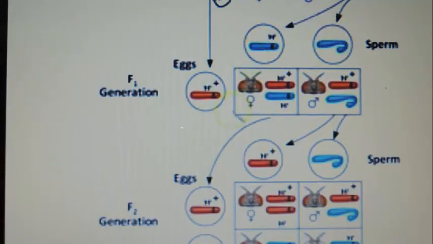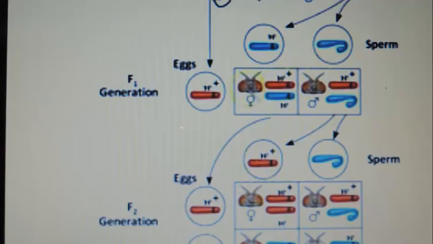Now, when they mated, mom, being homozygous, always passed on the wild-type allele to her offspring, and dad, being mutant for that gene, passed on the X chromosome with the mutant allele to his daughter, but to his son he passed the Y chromosome, so it's unaffected. So the offspring of this mating then were able to mate with one another in the F2 generation.